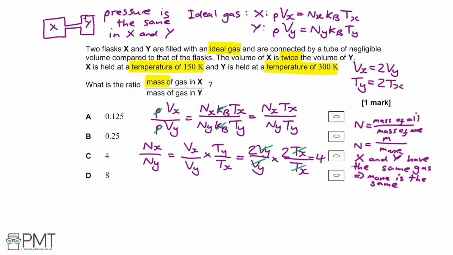So we can then rewrite our ratio, NX divided by NY, in terms of the masses, MX and MY. So to do that, we write that this is equal to m1 times NX divided by m1 times NY, which is equal to MX divided by MY. And that's still equal to 4. So then, our answer has to be C, because the ratio of mass in flask X to flask Y is 4.